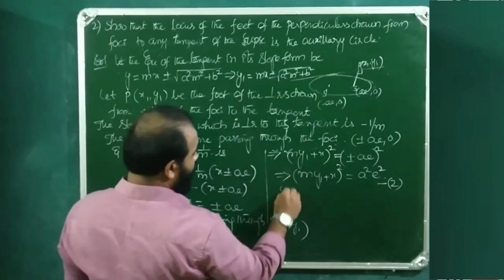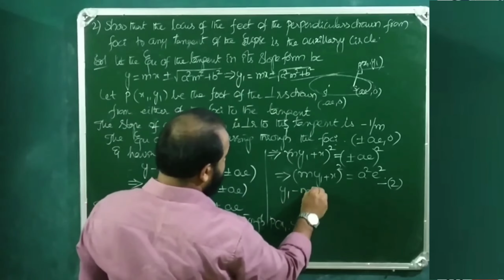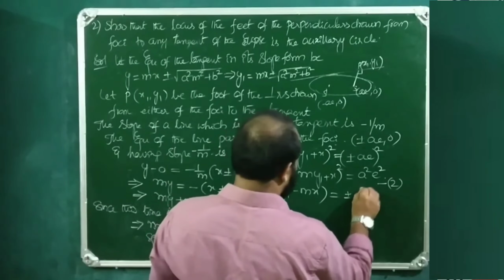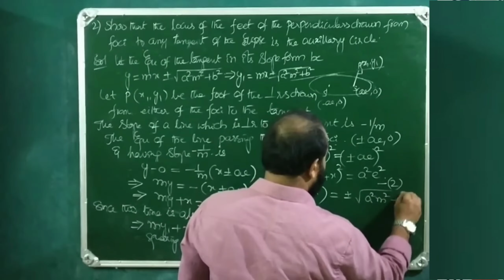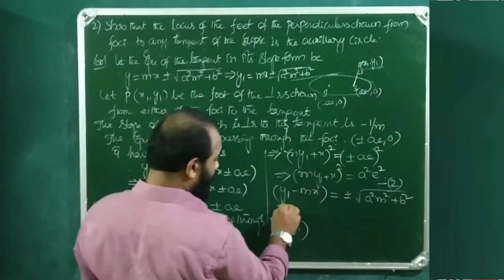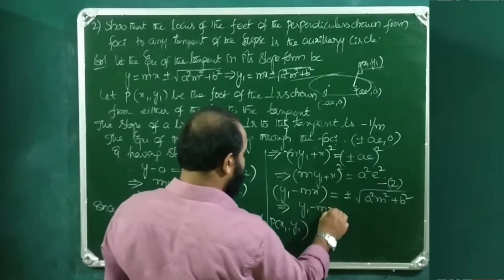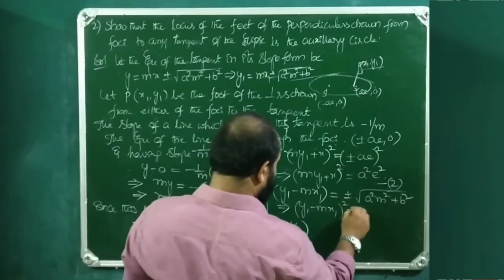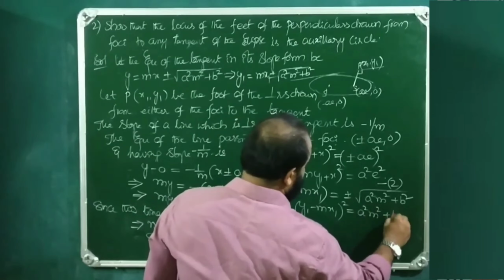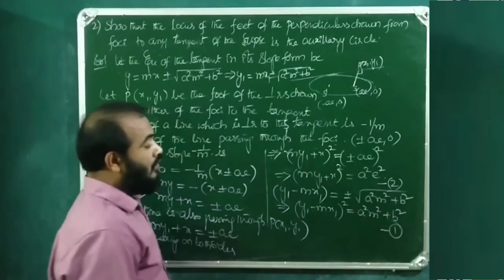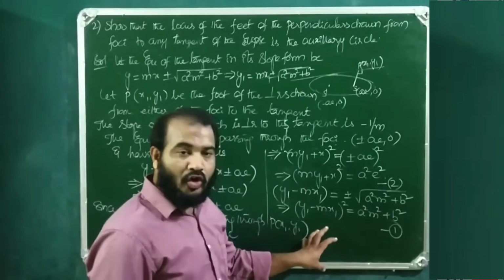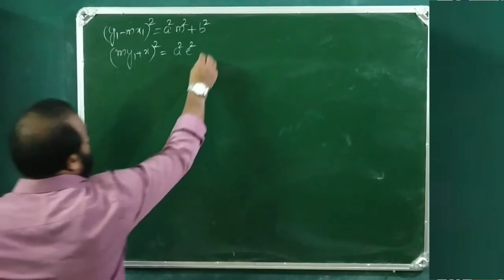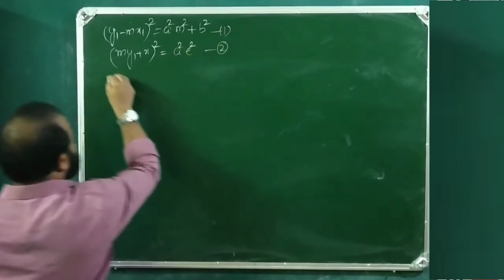So the earlier one is y1 minus mx1 equals plus or minus root of a square m square plus b square. If you square on both sides, this is (y1 minus mx1) whole square equals a square m square plus b square. So this is 1. All that we need to do is eliminate m from both these equations. So let us add 1 and 2.